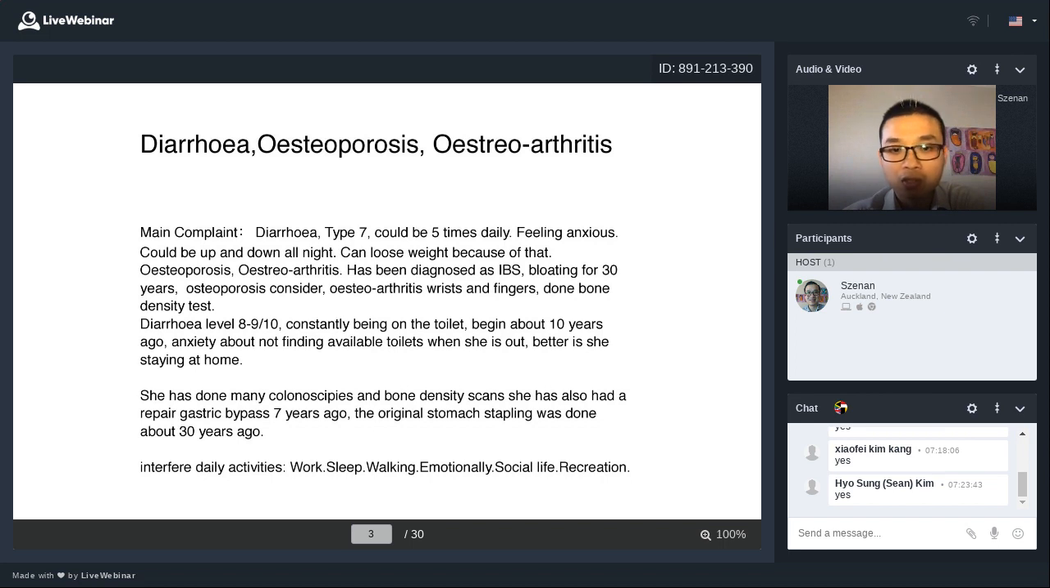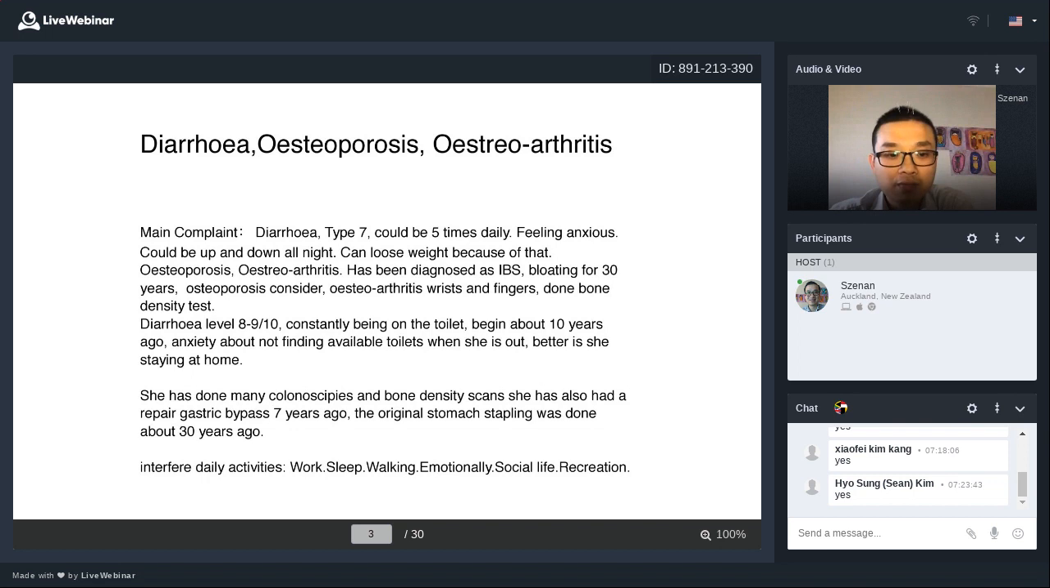Constantly being on the toilet, about 10 years ago for this diarrhea, and anxiety about not finding an available toilet when she is out. Better if she's staying at home. All right. So she's a church person. She will meet a lot of people. So she's very worried that if she's going to meet with people, it's a social thing, and she won't be able to go there because she's too anxious about needing to go to the toilet all the time. It would be bad sometimes.